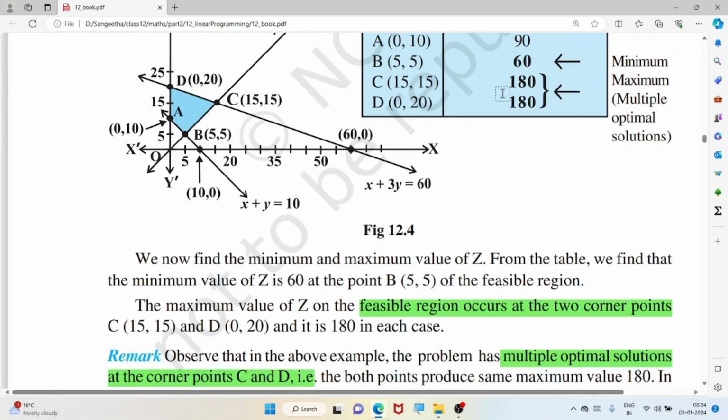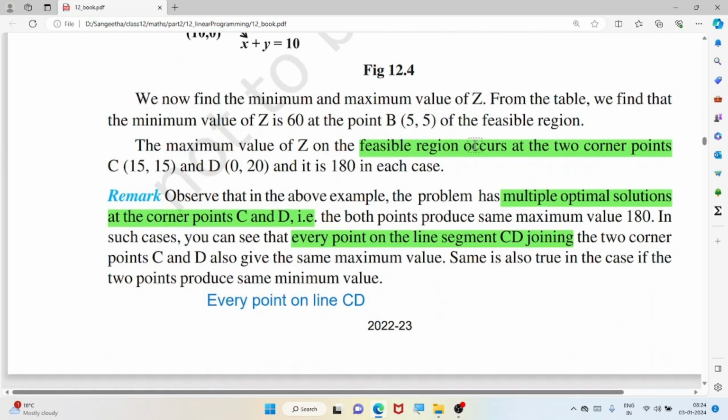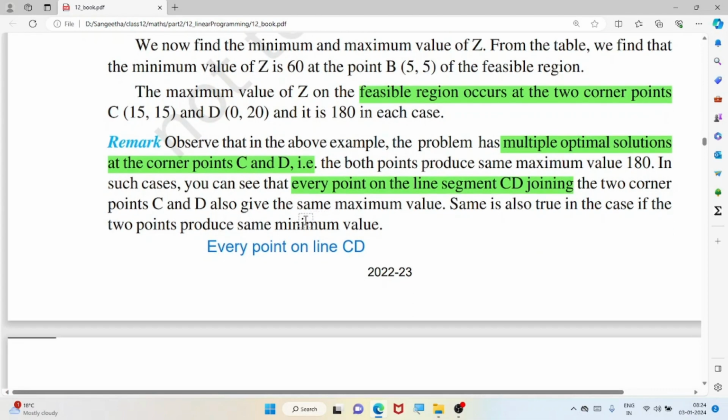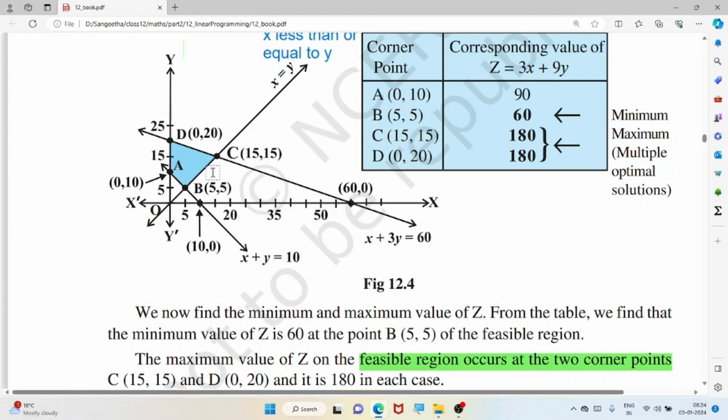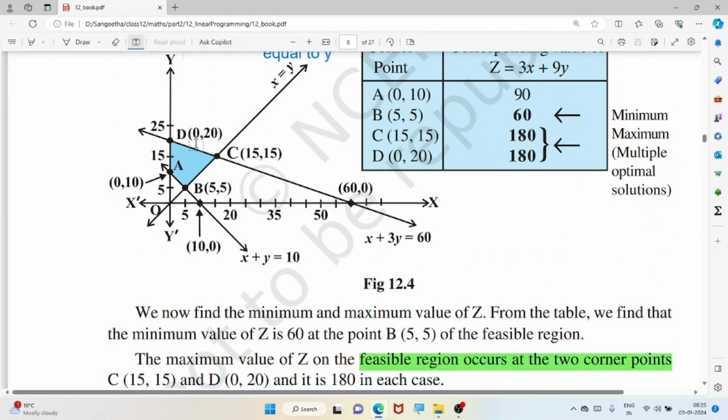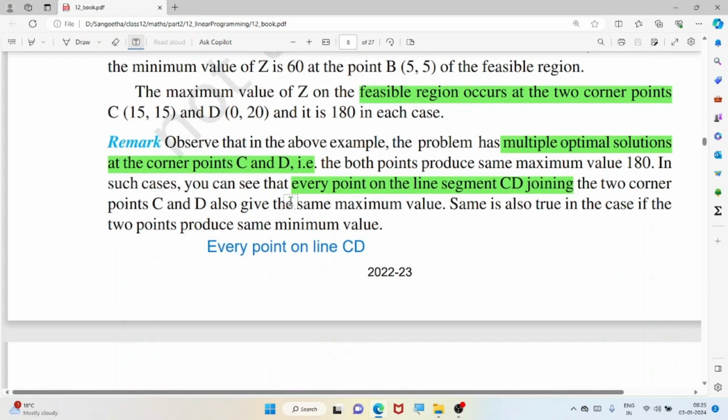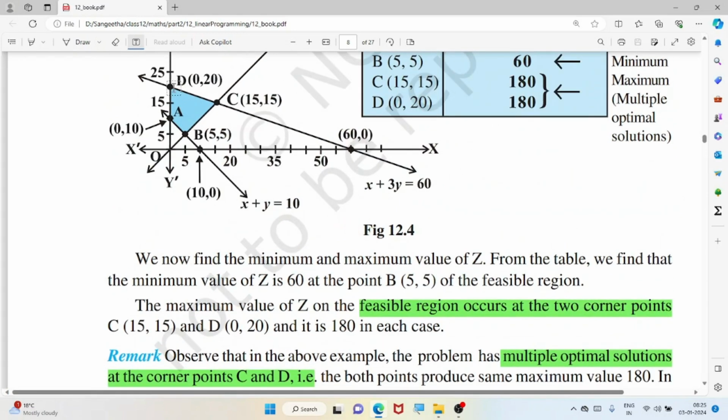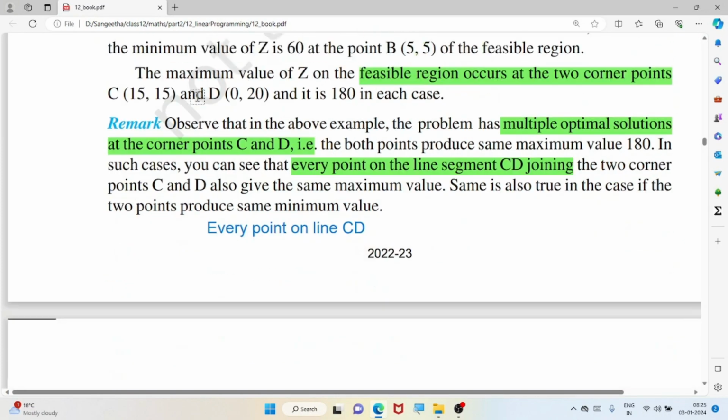Okay, now you see more than one point at the same value, two corner points. So when you have multiple points on one line, see here, C and D. These two points, what they are saying is that on this line each and every point will have the same value, 180 only. So every point on the line CD joining the two corners C and D will give the same maximum value. That is important. This 180 will come between C and D at any point. If you take whatever point here, there also you will get 180. So here also 180, here also 180, meaning any point between these two will have the value of 180. That is important.